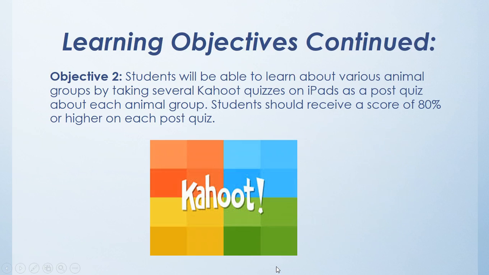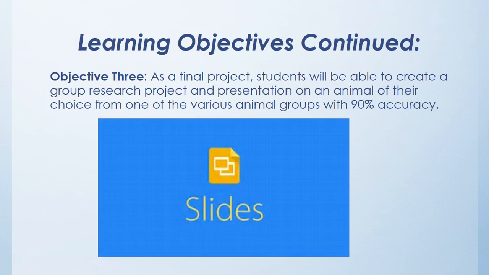Objective 2. Students will be able to learn about various animal groups by taking several Kahoot quizzes on iPads as a post-quiz about each animal group. Students should receive a score of 80% or higher on each post-quiz. Objective 3. As a final project, students will be able to create a group research project and presentation on an animal of their choice from one of the various animal groups with 90% accuracy.